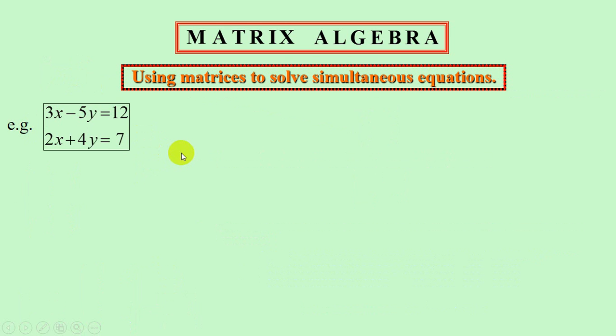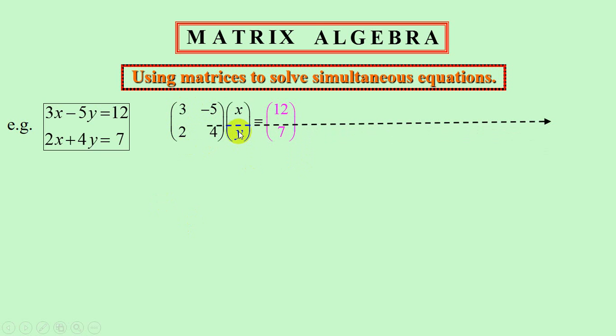So we're going to apply this to our simultaneous equations. Rewriting in matrix form, 3, minus 5, 2, 4 goes into our first matrix. Then we have our variables, and we have the right hand side in the last matrix, 12, 7. The first thing we're going to do is find the inverse of the 2 by 2 matrix. Remember from the previous slide, we interchange 3 and 4, which gives us 4, 3, and we change the signs of the other diagonal, so minus 5 changes to 5 and 2 changes to minus 2.